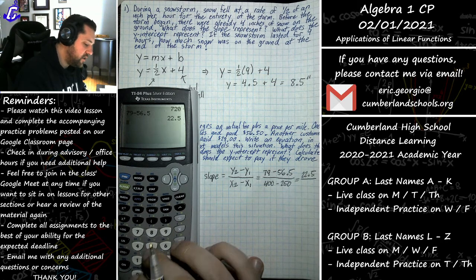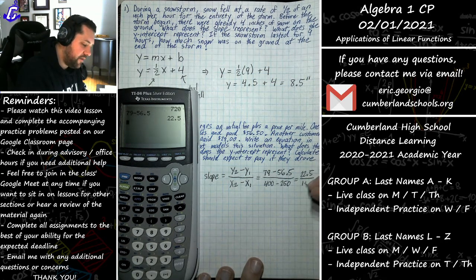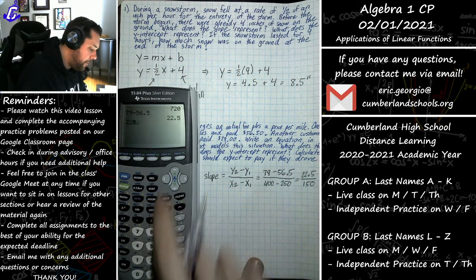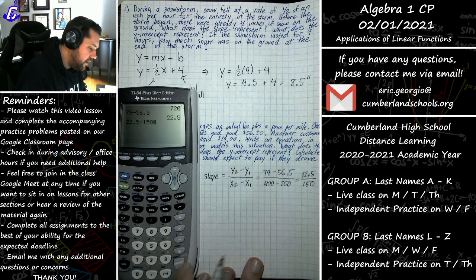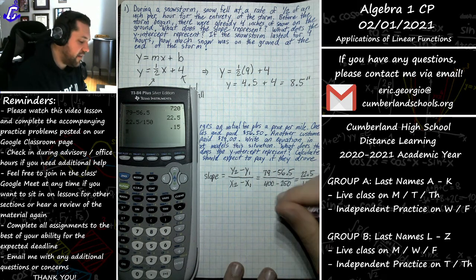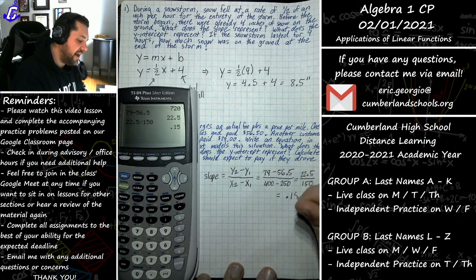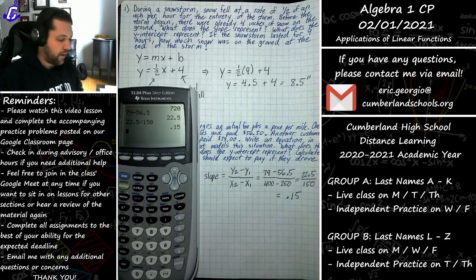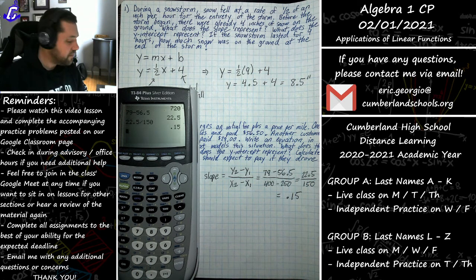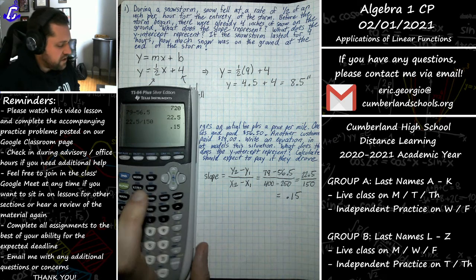Divided by 400 minus 250. I can do that in my head. That's 150. And let's see what we get. 22.5 divided by 150. We get 0.15. And so we could say that that 0.15 is our slope. It doesn't necessarily have to be a fraction. You could do 15 over 100 if you want, which would reduce to 3 over 20. You could do that if you certainly wanted to, but you could just leave it as a decimal as well.